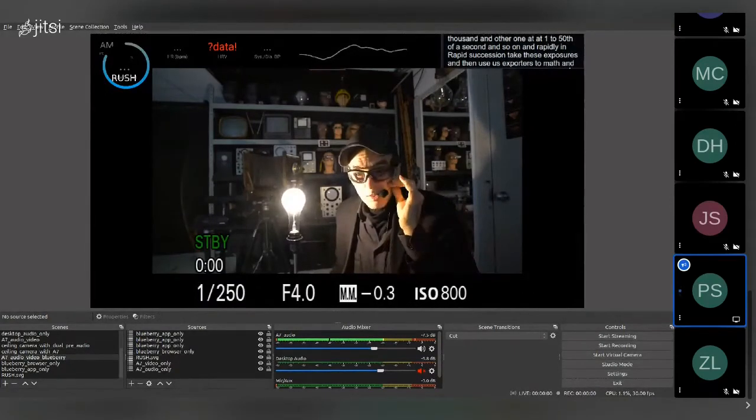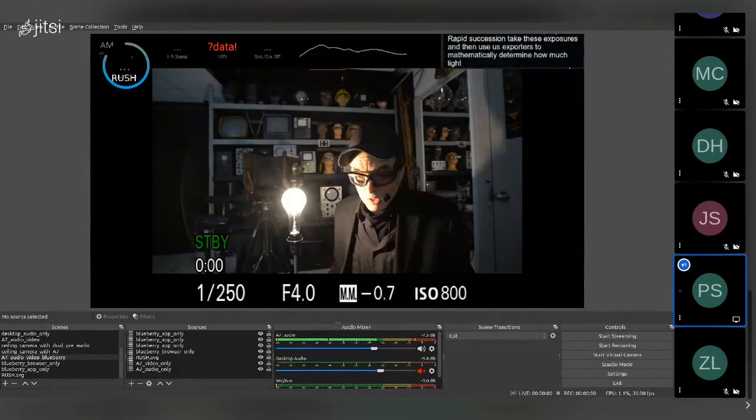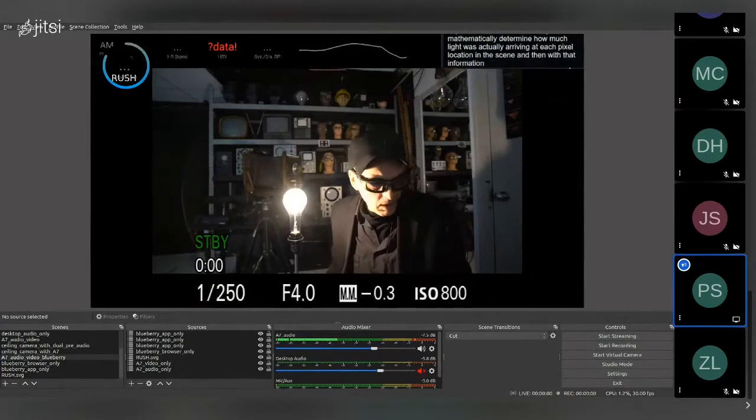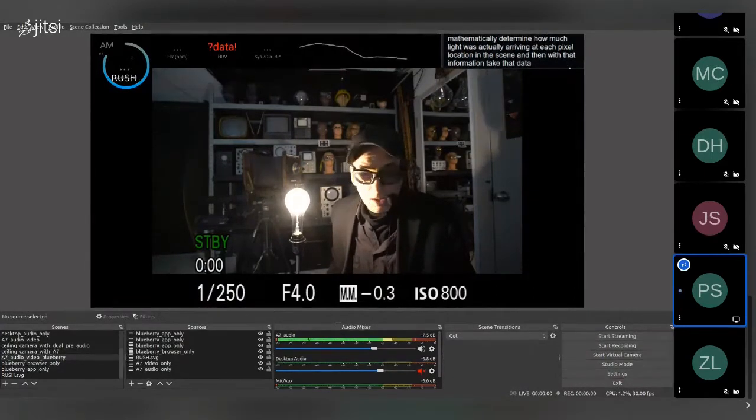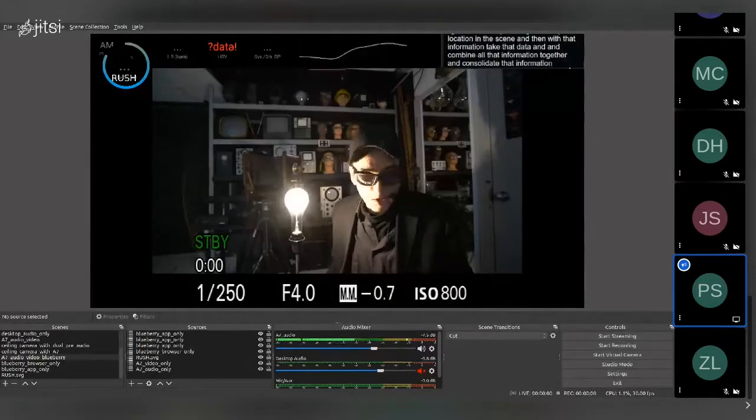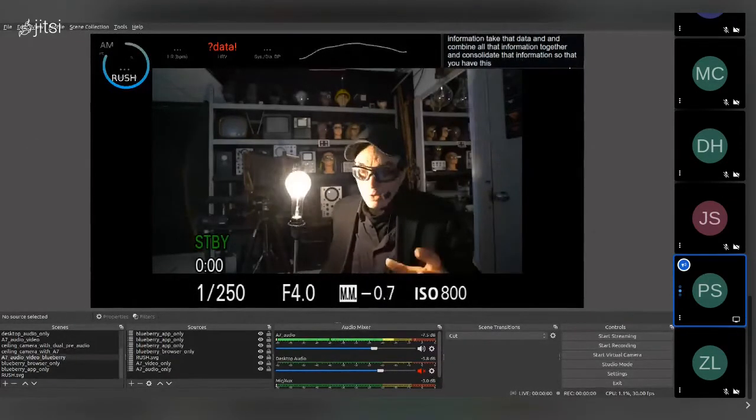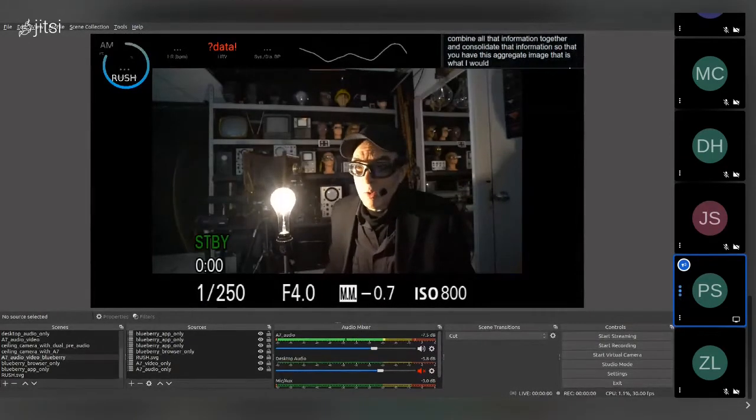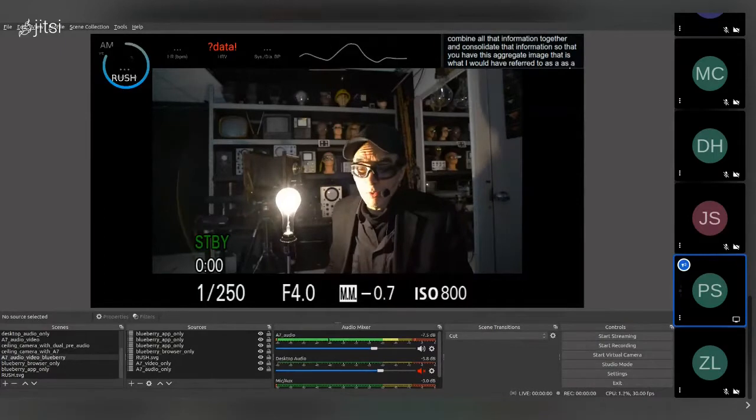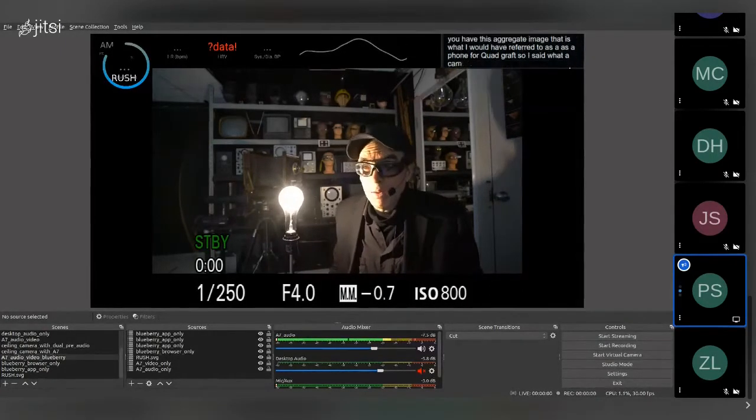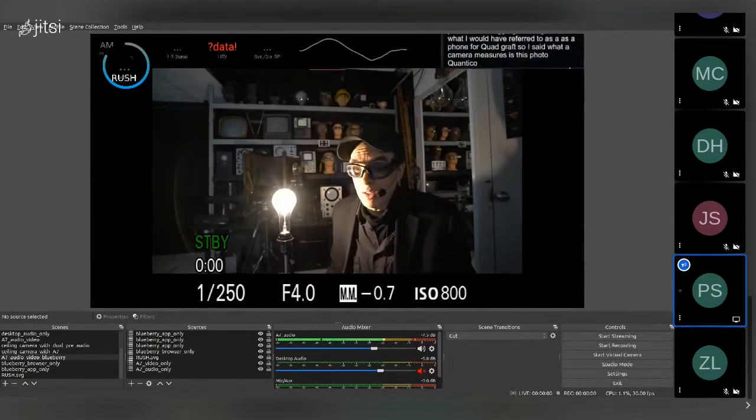and then use those exposures to mathematically determine how much light was actually arriving at each pixel location in the scene. And then with that information, combine and consolidate all of it so that you have this aggregate image that is what I referred to as a photoquantograph. So I said what a camera measures is this photoquantographic unit.